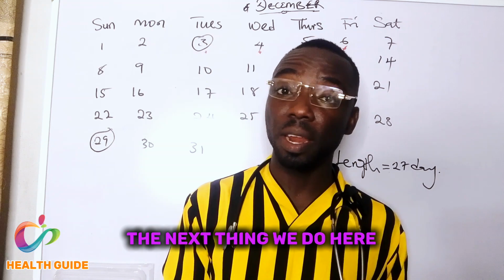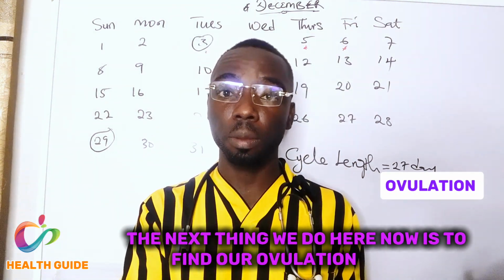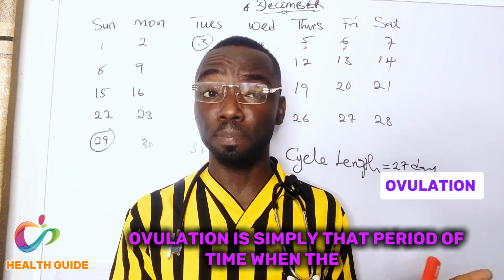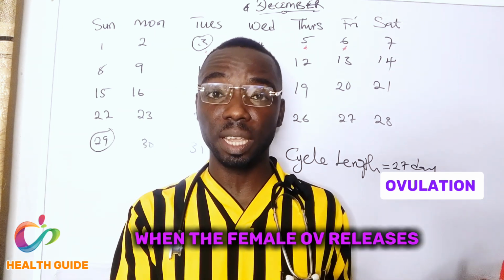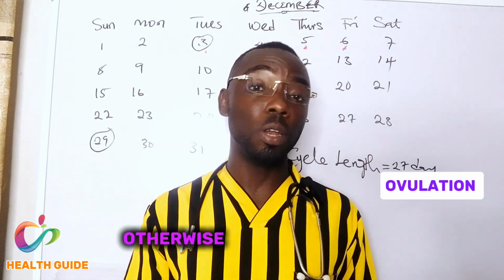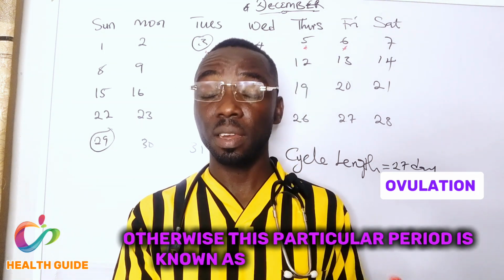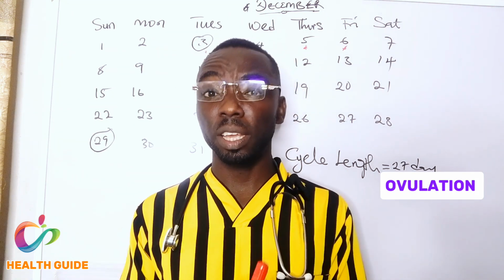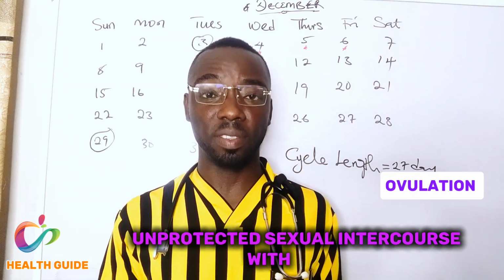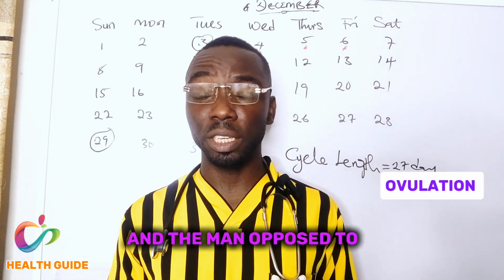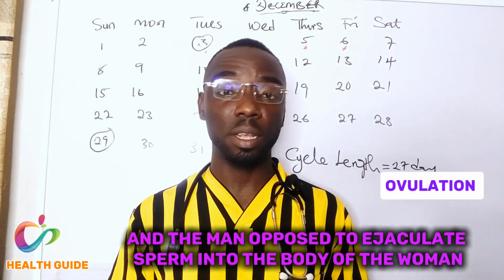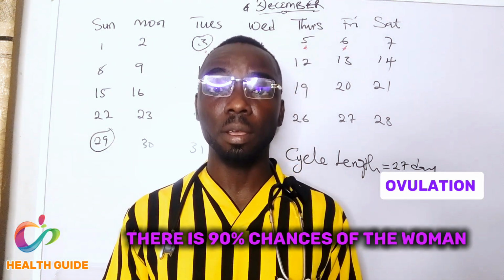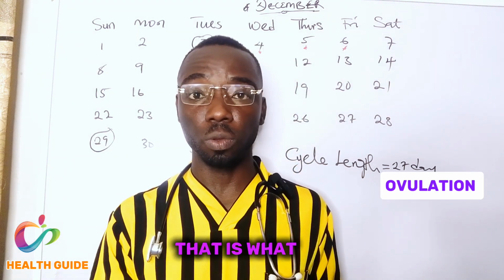The next thing we do here is to find our ovulation period. Now, what is ovulation? Ovulation is simply that period of time when the female ovary releases an egg into the fallopian tube. Otherwise, this particular period is known as the fertility period. In this period, once the woman has unprotected sexual intercourse with a man, and the man ejaculates sperm into the body of the woman, she can become pregnant. There is a 90% chance of the woman becoming pregnant. That is what ovulation is.